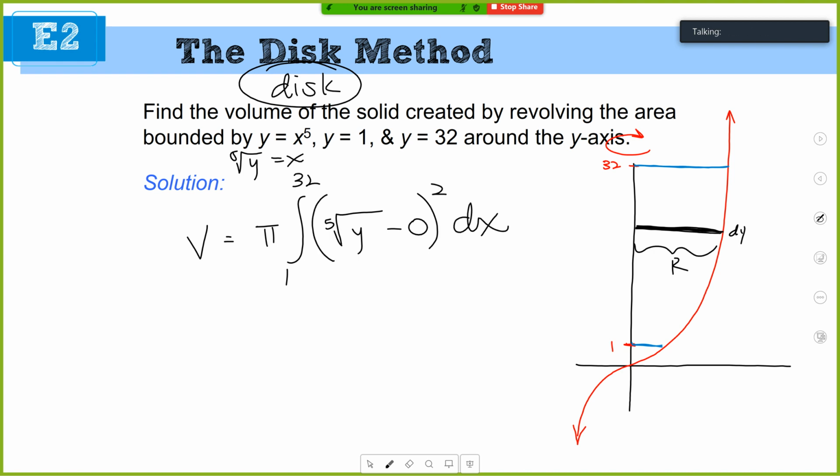And again, do we really need the minus 0? No, but since we're learning, I want to put that in there so that you continue to see this right minus left, top minus bottom. Because my rectangle is horizontal, and once it's horizontal, everything has to be in terms of y.